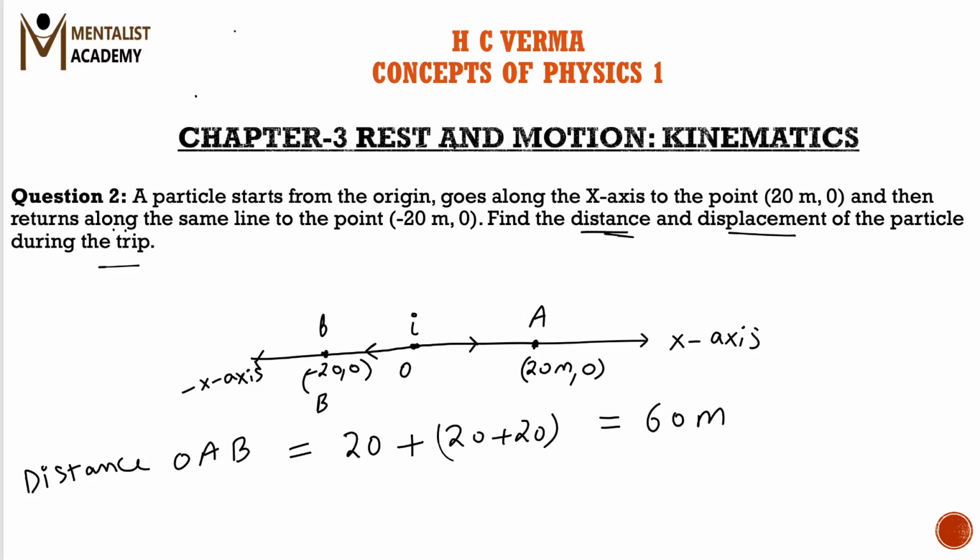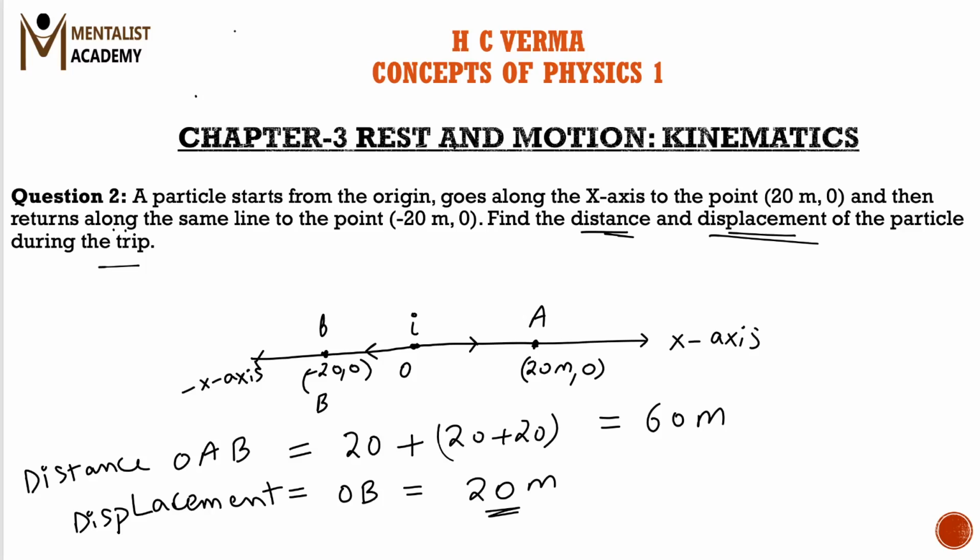Now we have to find the displacement. Displacement is equal to the distance between the initial point and the final point. It is the straight line distance. So initial and final point, the distance between them is equal to OB, and that is equal to 20 meters.